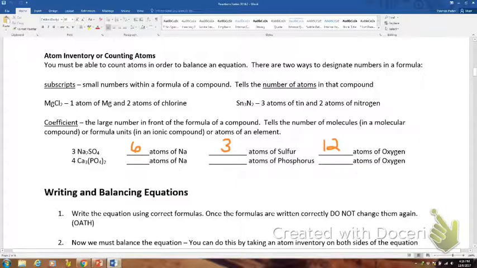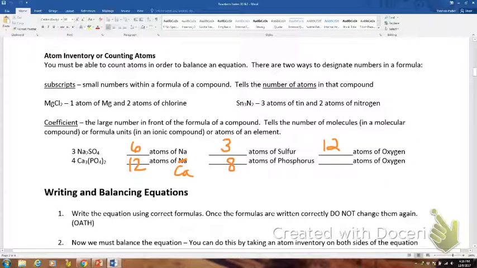Okay? So now for the next one, we have calcium phosphate. So for the number of, that should say calcium. Sorry, that's a typo. So the number of calcium would be 4 times 3 is 12. For phosphorus, I would do the 2 outside the parentheses times 1 is 2. So then 2 times 4 would be 8 phosphorus.